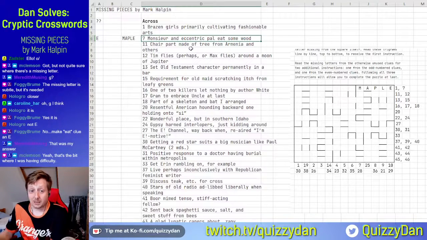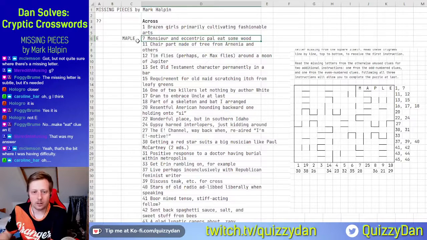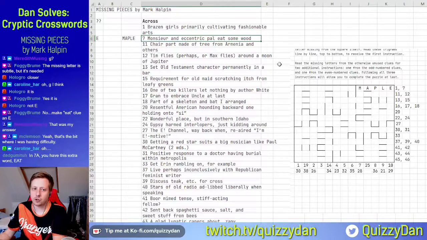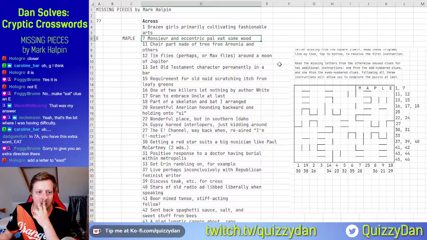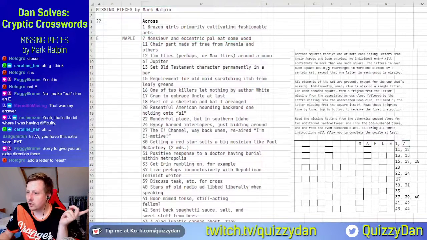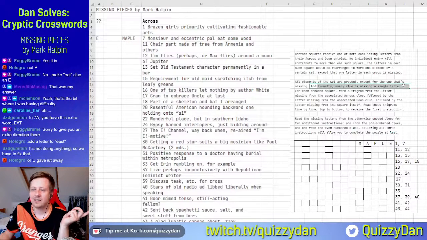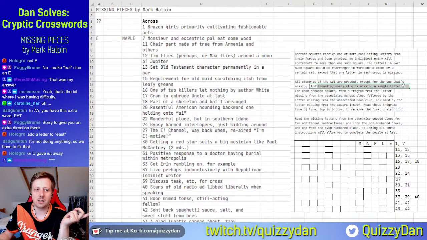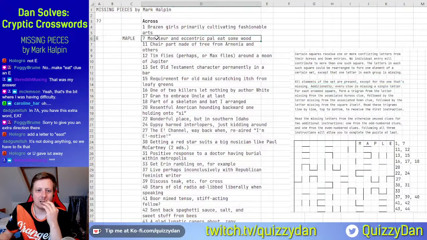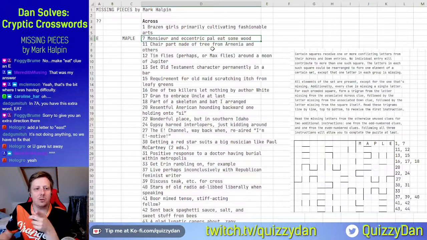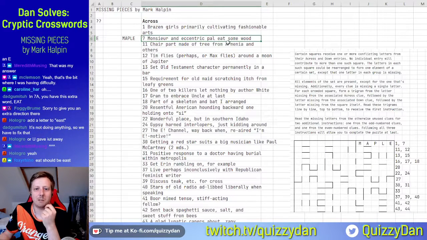I'm confused by the gimmick here. Eccentric pal. So we got M-A-P-L. So the E is missing from the clue. But that's missing from the entry, not the clue. No. I need the extra direction. Every clue is missing a single letter. Does it mean every entry? What is it meant to be? I'm slightly confused. Add a letter to eat. Eat should be east.